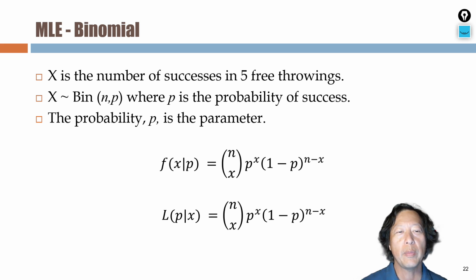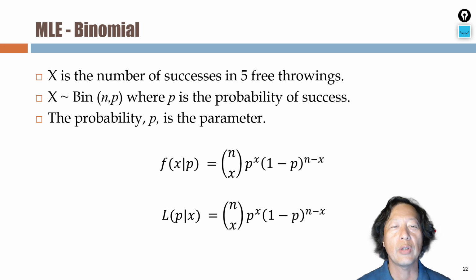So X will be my random variable, the number of successes in 5 free throws. X will follow the binomial distribution, where n is 5 and p is the success probability. But I don't know what the probability of success is here.